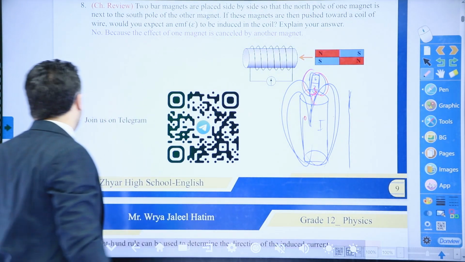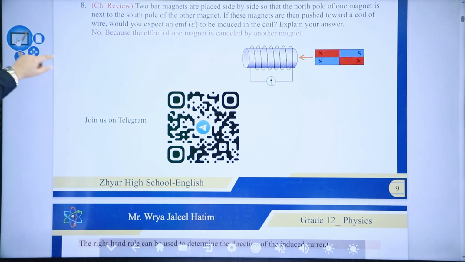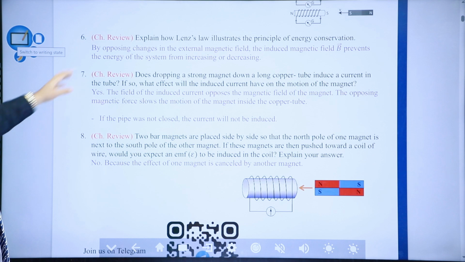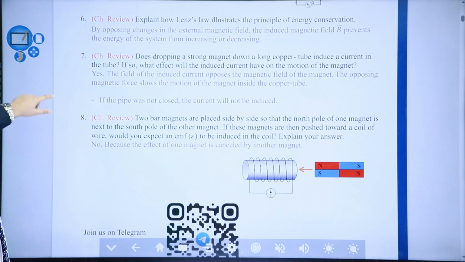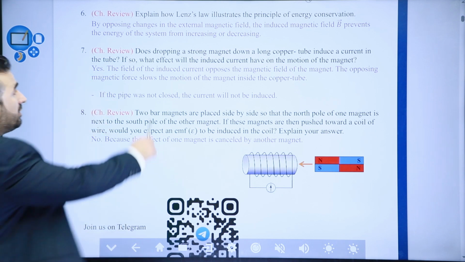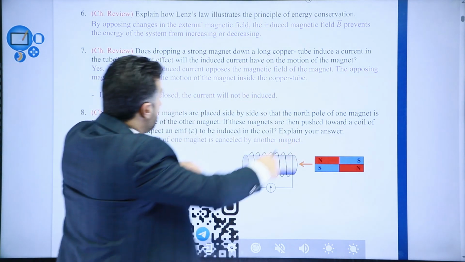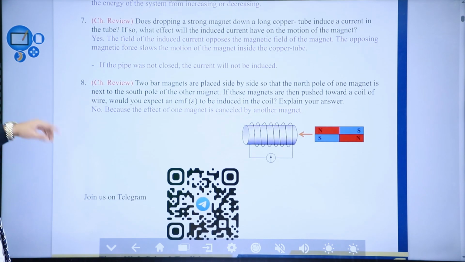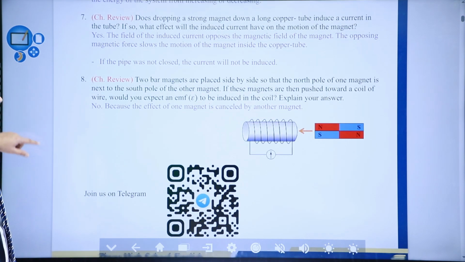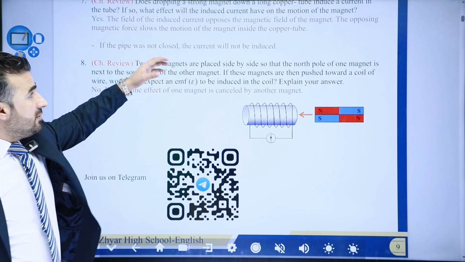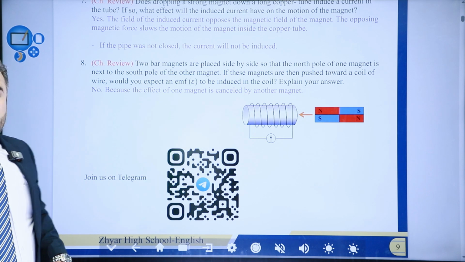It will immediately fall due to gravitational free fall, assuming there's no air resistance. So will it induce a current? The answer is yes. The field of the induced current will oppose the magnetic field of the magnet, and the opposing magnetic force slows the motion of the magnet inside the pipe. If the pipe was not closed, the current will not be induced.